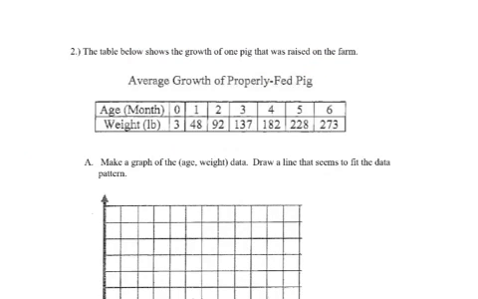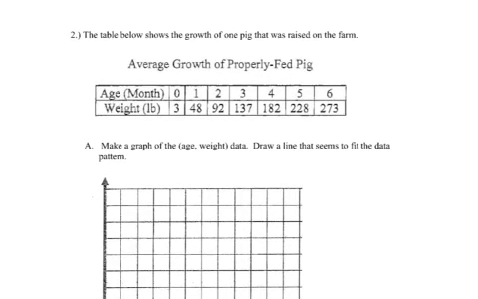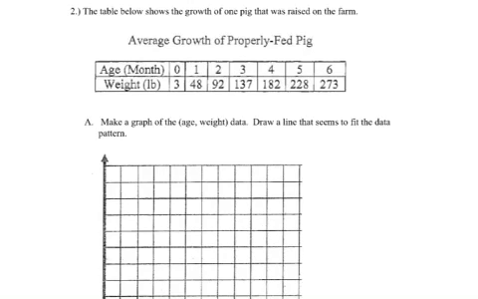So for this data, it's average growth of a properly fed pig. I know you guys learn a lot about pigs on farms. So we are going to make a graph, and it says age, comma, weight. So age goes on your x-axis and weight goes on your y.